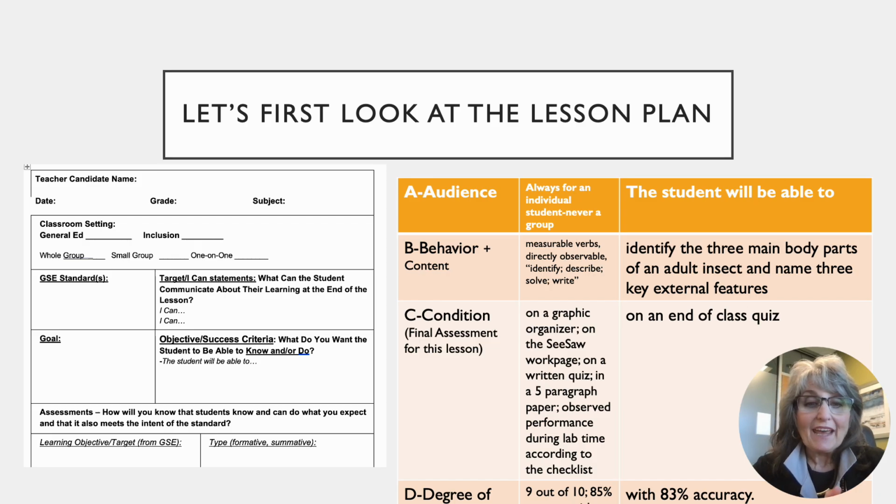All right, so the next part is the target I can statements. And this is, what can the student communicate about their learning at the end of this lesson? That is a basic I can statement, came from the Common Core. And it's a good idea. And a lot of districts require that you have these I can statements posted somewhere in the room. And I think that's a great idea because you can keep referring to this as you are teaching to make sure that your students can demonstrate to you that they have the knowledge and skills to be able to self-evaluate that they can do that by the end of this lesson or the unit.